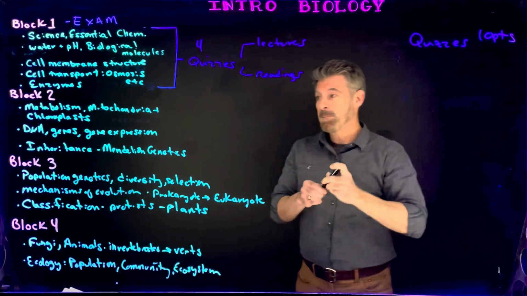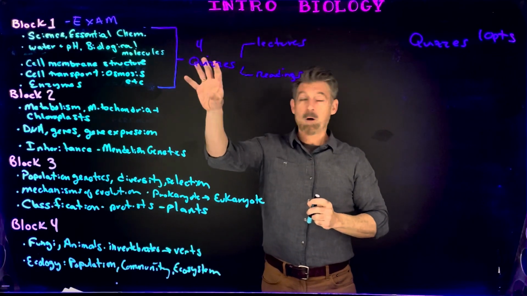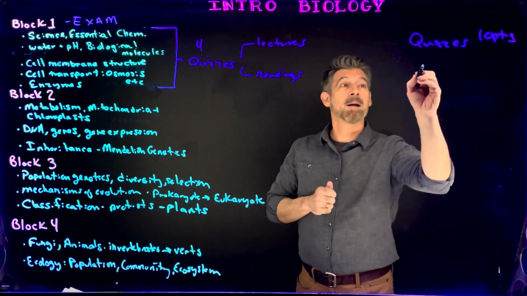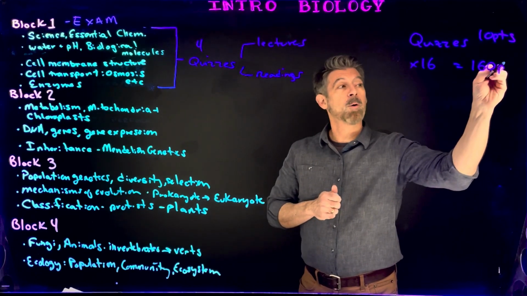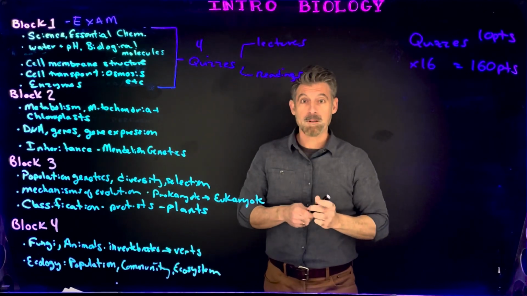So every quiz is 10 points. There are 4 quizzes per block. There are 4 blocks. That means there's 16 quizzes. That's a total in this course of 160 points for these quizzes.